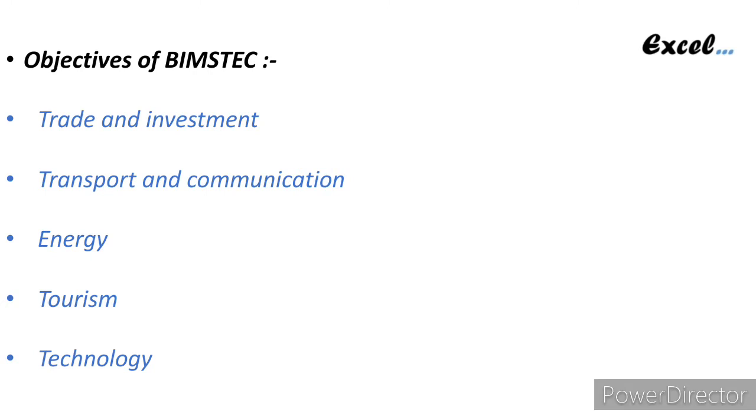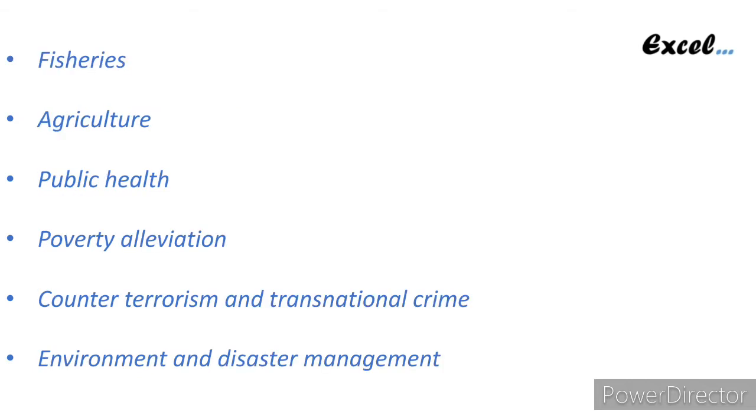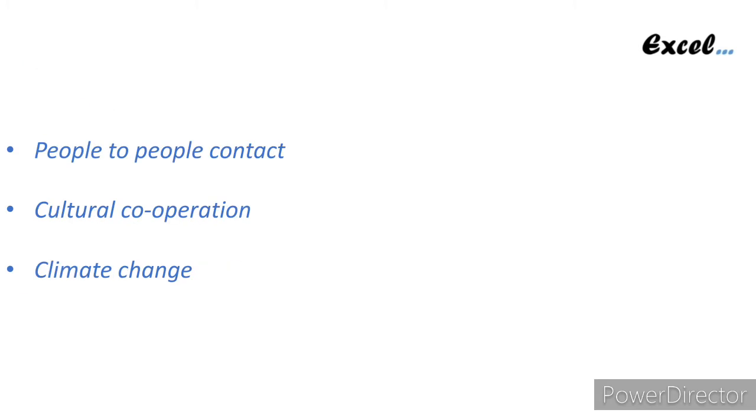Objectives of BIMSTEC. There are 14 objectives of BIMSTEC. BIMSTEC is a sector-driven cooperation. The 14 objectives are trade and investment, transport and communication, energy, tourism, technology, fisheries, agriculture, public health, poverty alleviation, counter-terrorism and transnational crime, environmental and disaster management, people-to-people contact, cultural cooperation and climate change.